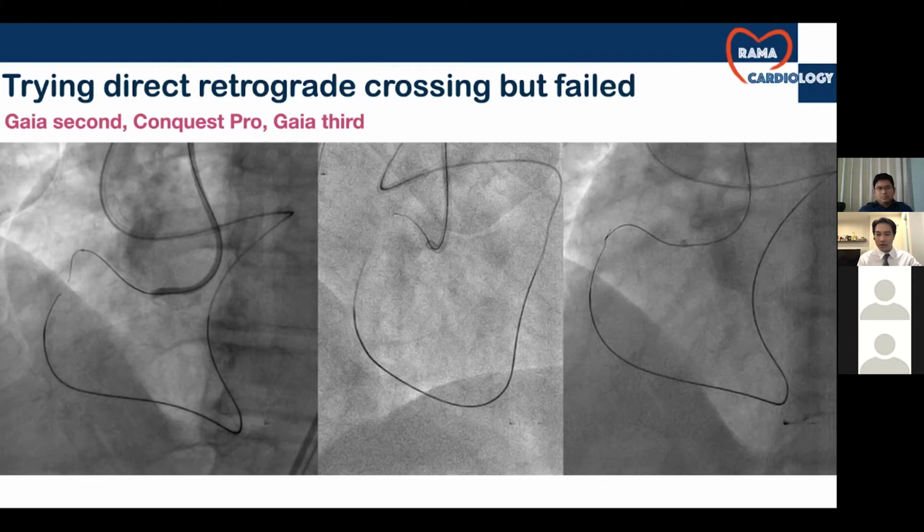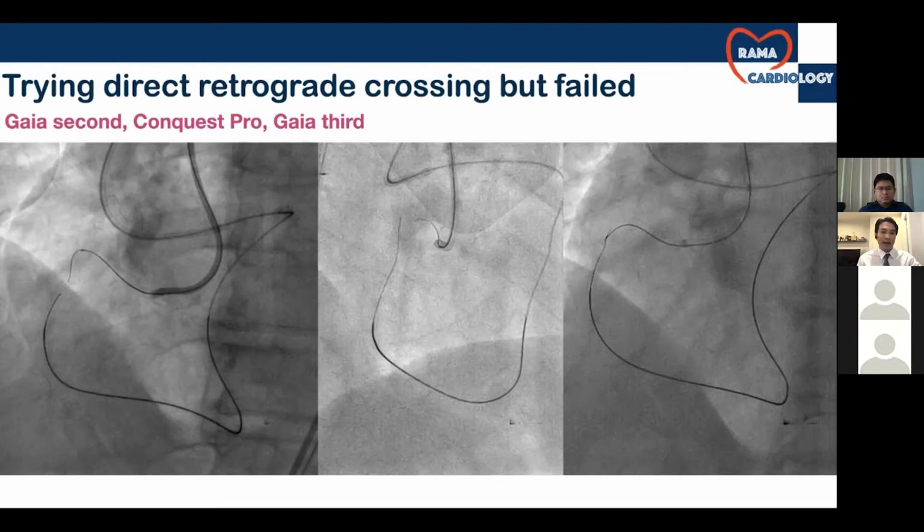And I have the proximal wire. I can do the kissing wire also, but the retrograde wire cannot go to the proximal RCA. Even when I changed from a Gaia second, Conquest Pro or Gaia third, you can see the wire cannot go to the proximal RCA.